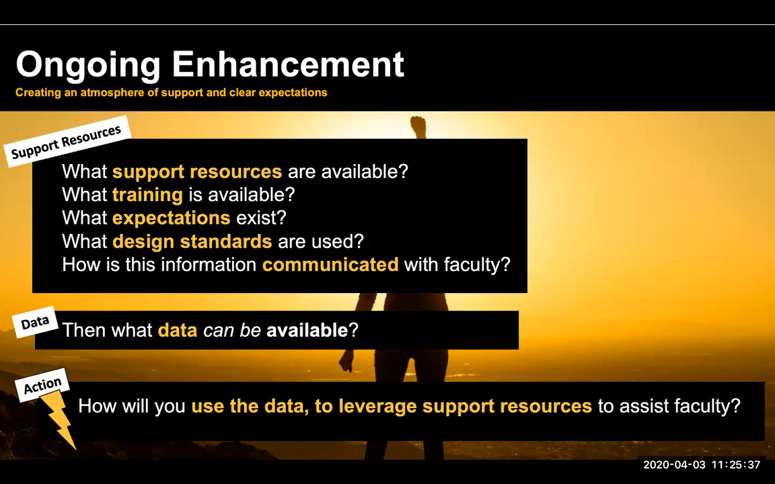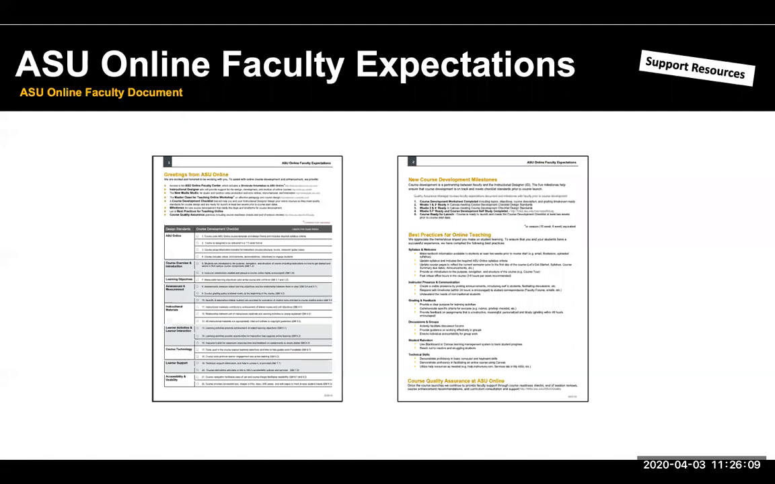Then we'll talk about the data, what data can be available. I say can be because often when you begin this adventure, sometimes you won't have access to some of the data that can be the most helpful for you. So we'll walk through some of the data that you might be able to get access to. And then, of course, most importantly is the action here. How can we use the data to leverage those support resources that you have at your institution to help faculty continuously improve their courses? So first, we're going to walk through some of the support resources that we have available.